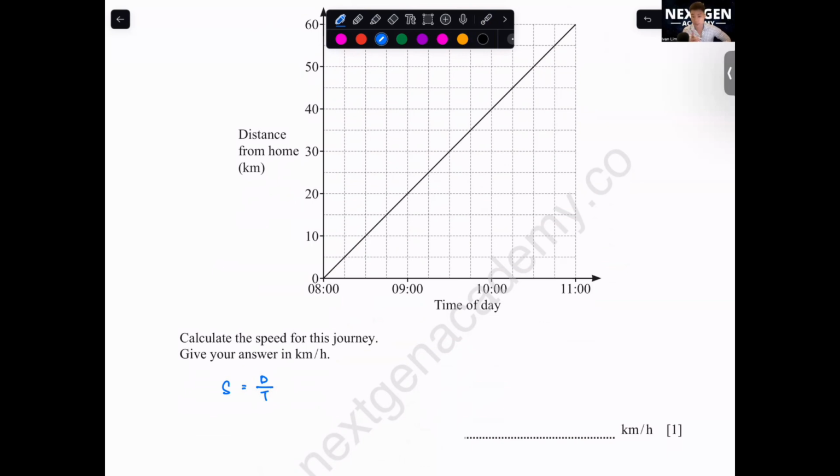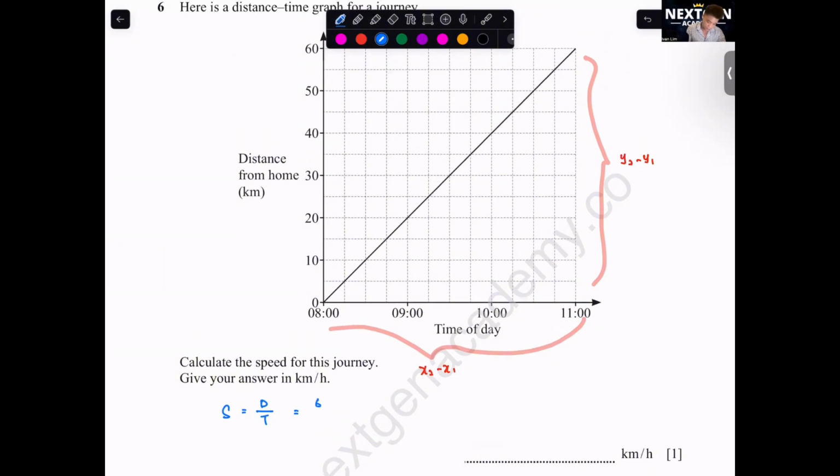If they never give you so nice the value from 0, you need to understand that what you are calculating is this here. This is your y2 minus y1. This part here will be your x2 minus x1. Also need to take note on the units. This is kilometers per hour. So distance, which is 60. If we put it in the formula of gradient, 60 minus 0 over 3 minus 0. So 60 divided by 3 is 60 kilometers per 3 hours, which is 20 km per hour.